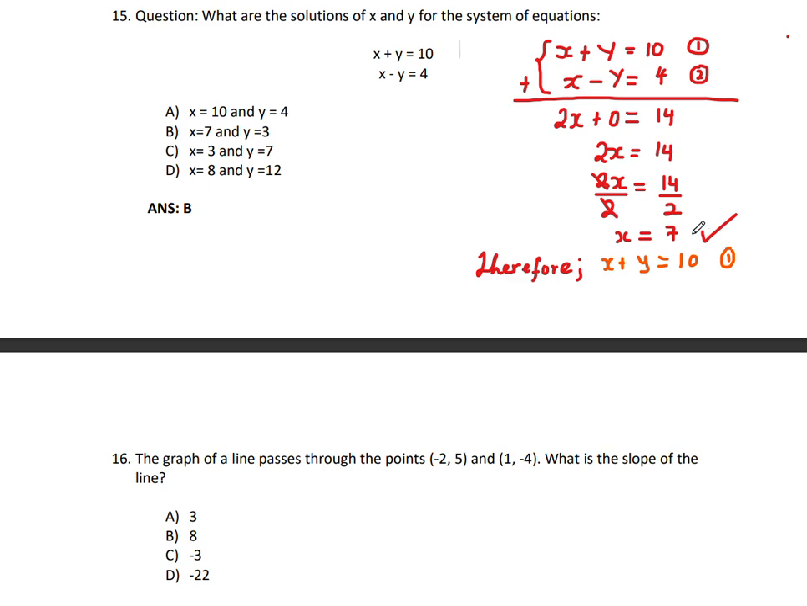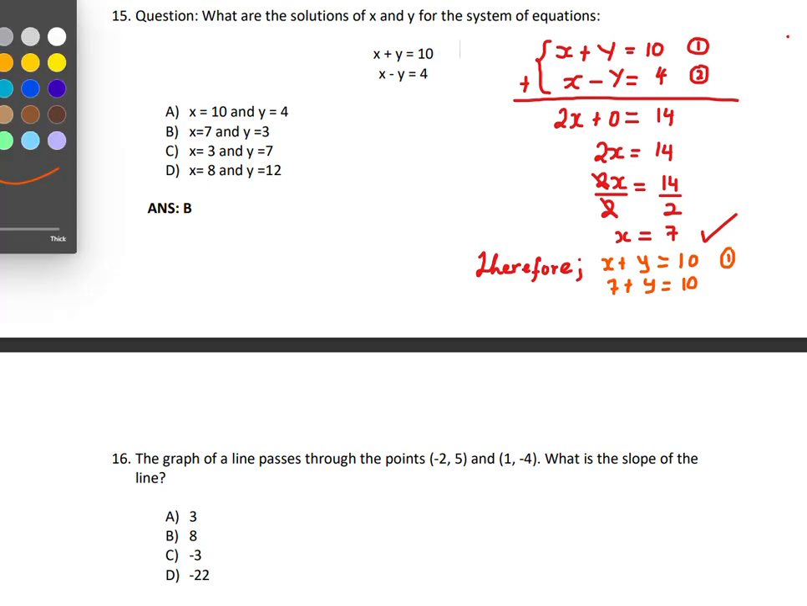So when I substitute x into equation 1, I'm going to get 7 plus y equal 10. All right, so 7 plus y equal 10. So what we're now going to do is to solve for y.